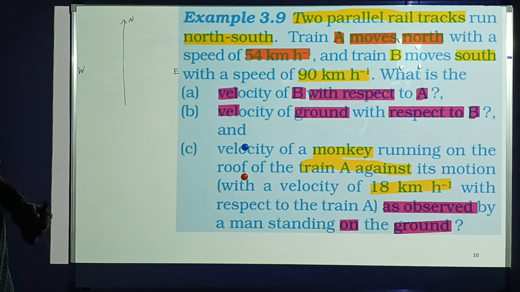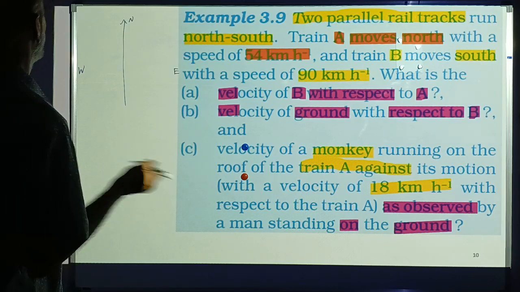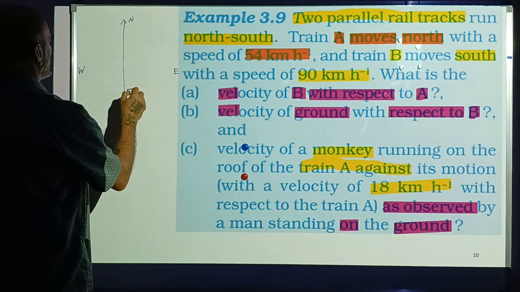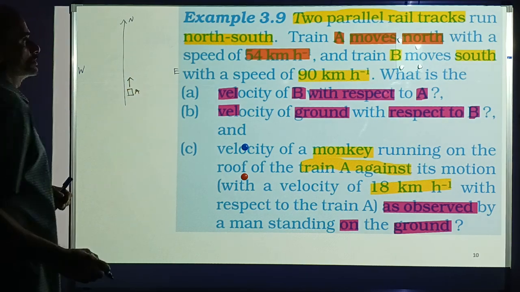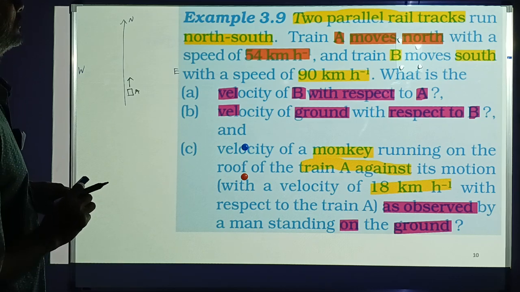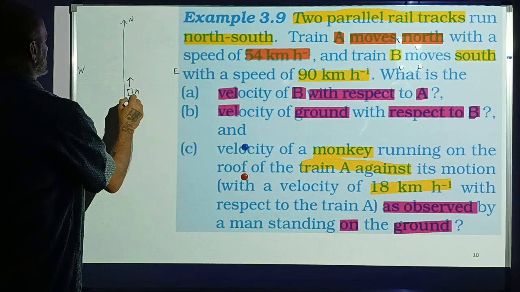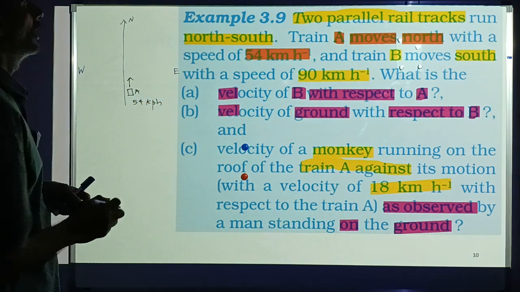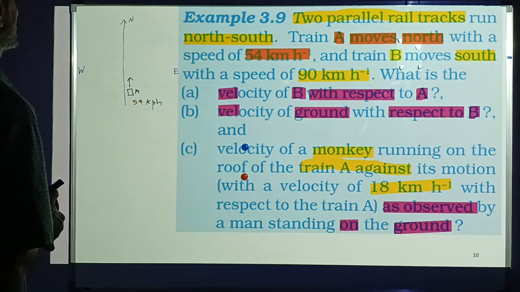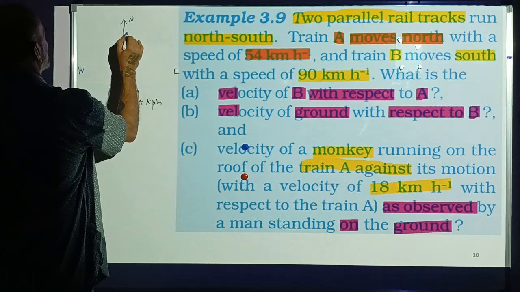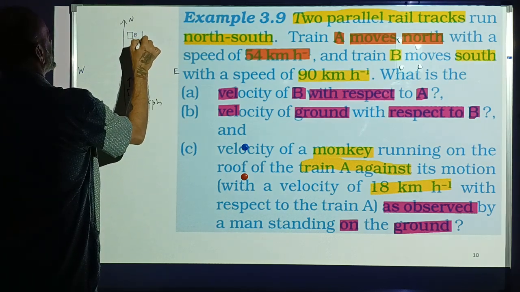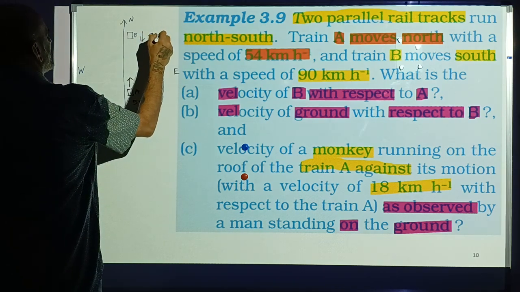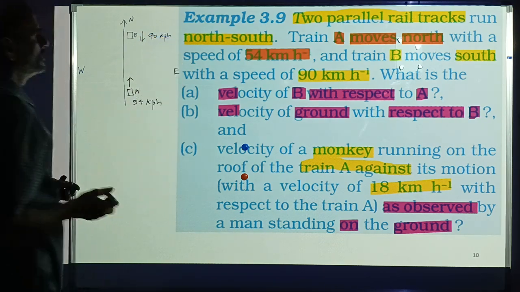Train A is moving north. So there is a train here. It's moving towards north with a speed of 54 kilometers per hour. And train B moves south. It's going downwards, 90 kilometers per hour is the speed.